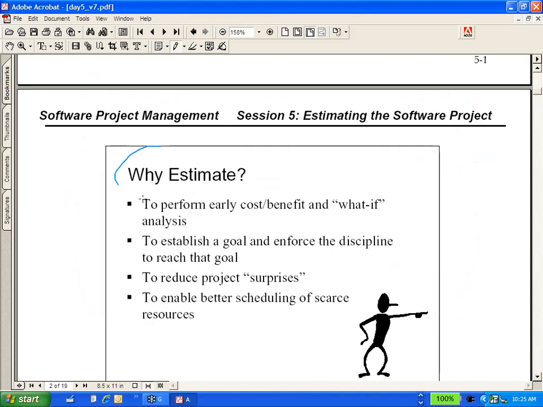Why should you estimate a project anyways? Page 2 says, why should you estimate? Well, common sense. You need to know how much money you need to earmark for this project, how much money you need to separate from the finance team for this project. You should not start a project without having an idea what you are going to be spending. Common sense. To perform early cost-benefit analysis. How much money are we going to spend on this project? What benefit will we achieve from this project?